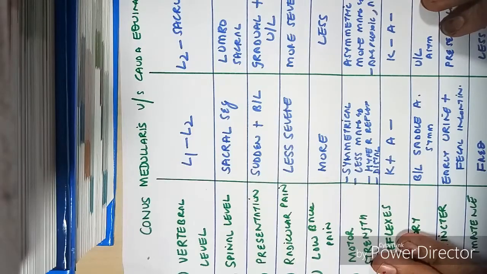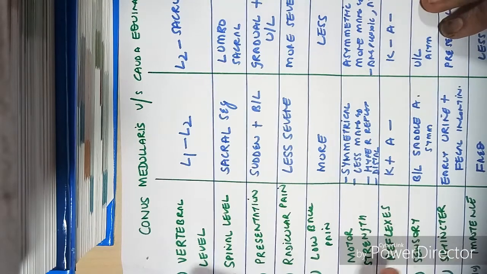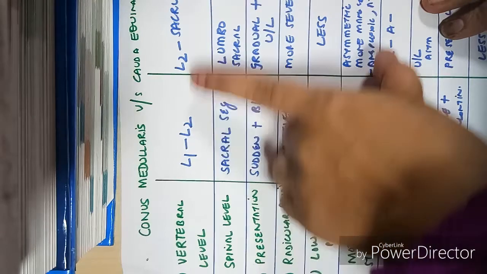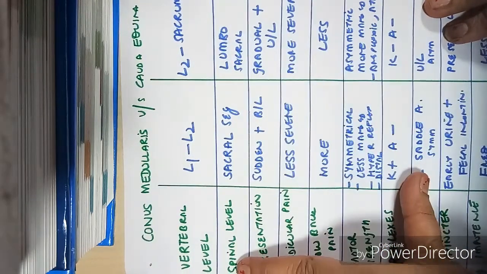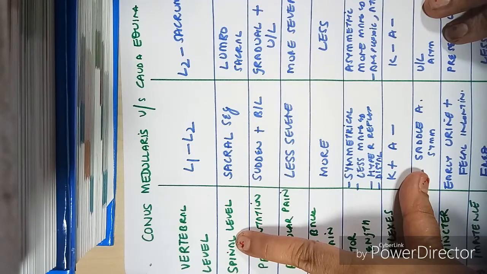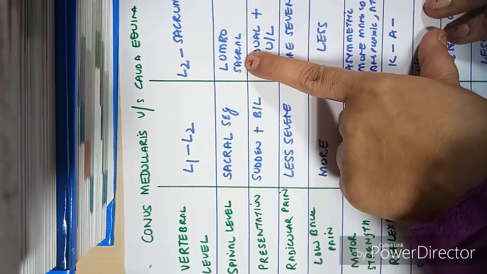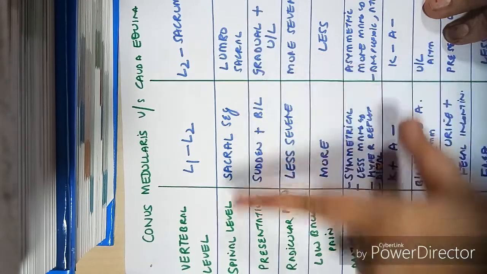Okay, now we will learn about the differences between the conus medullaris and Cauda equina. First point, vertebral level. It is L1 to L2 for conus and below L2 to the sacrum, that is Cauda equina. Spinal level, what segments form them? The conus medullaris is formed by the sacral segments, and for Cauda equina, these are L1 to S5, that is lumbosacral fibers.